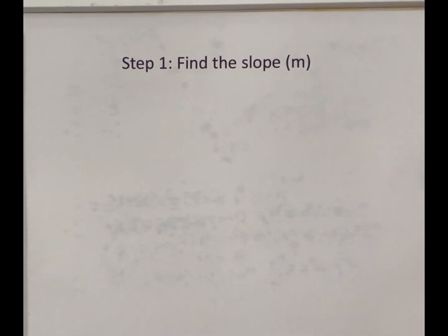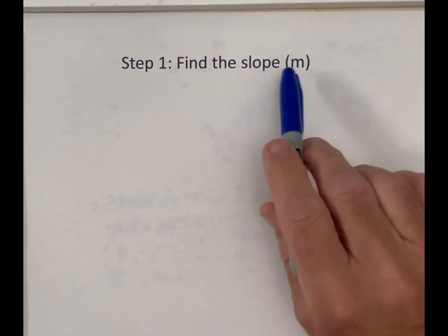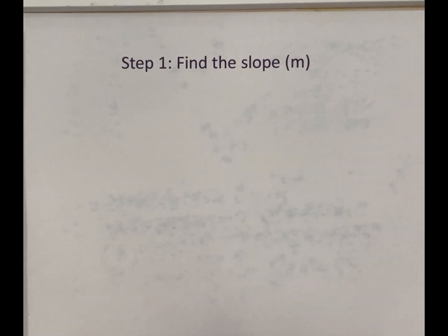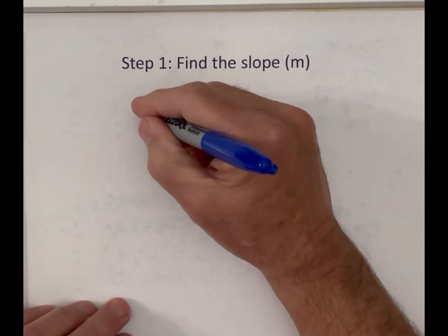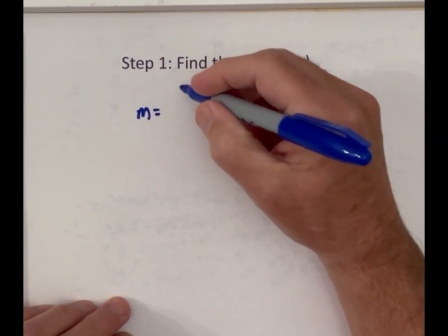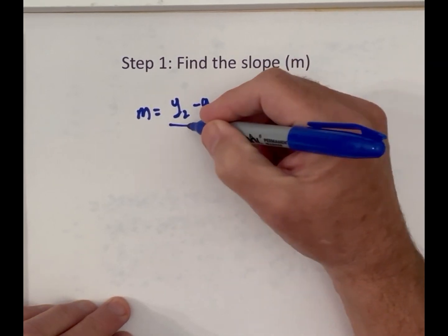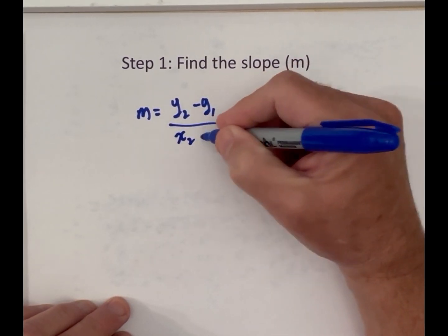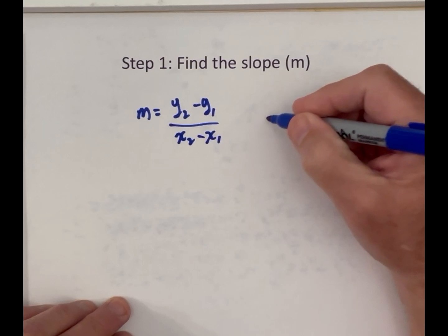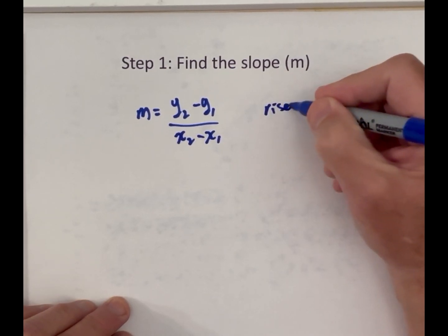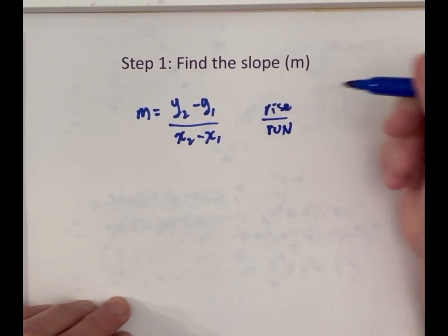Okay, the first thing we want to do, step 1, is find the slope of the line. So we're going to use this formula. It's our standard formula for determining the slope of a line given 2 points: y2 minus y1 over x2 minus x1. And you can see this is just the rise over the run. That's going to be the slope of the line.